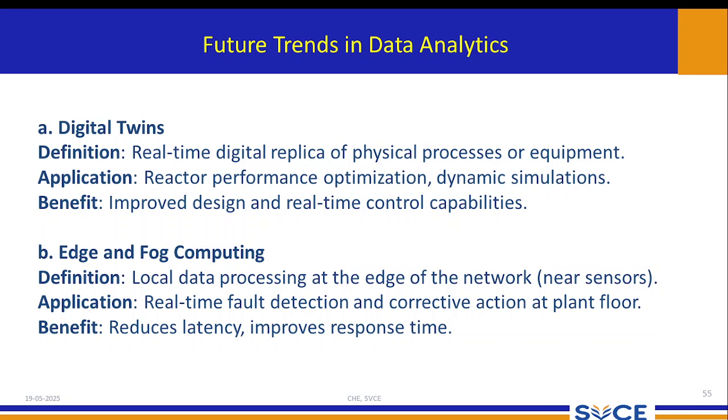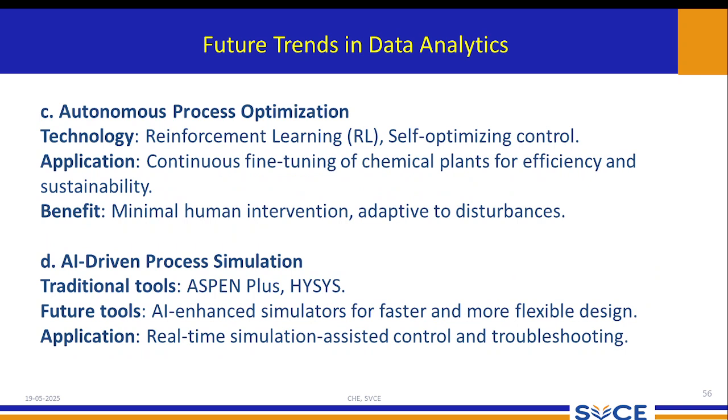Benefit: reduces latency, improves response time. Autonomous process optimization: the technology is reinforcement learning and self-optimizing control. Application is continuous fine-tuning of chemical plants for efficiency and sustainability. The benefit is minimal human intervention, adaptive to disturbances. AI-driven process simulation: Aspen Plus and Aspen HYSYS.